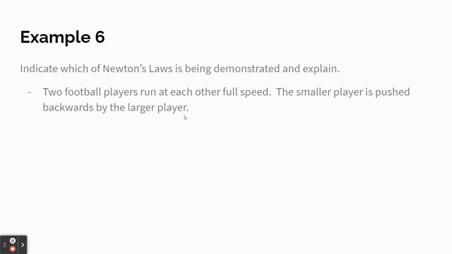The last one, two football players run into each other at full speed. The smaller player is pushed backwards by the larger player. If both players are running at the same speed or somewhat relative speed, the one who has less mass is going to create less force. Therefore, he's going to be pushed backwards by the larger player. Okay, so this is the second law again. Force equals mass times acceleration.